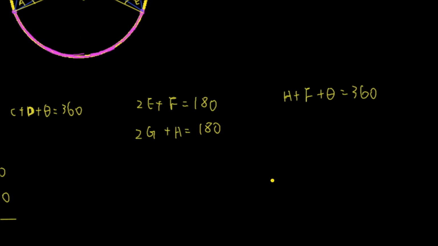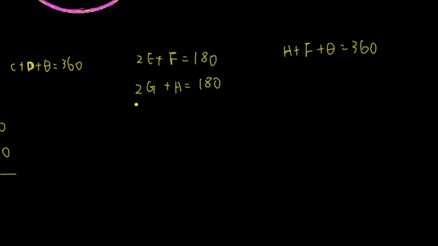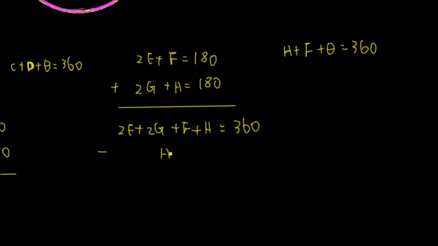Okay, so let's see what we can do here. Let's add up these two equations. So we add them together. So 2E plus 2G is 2E plus 2G. Now F plus H is plus F plus H. On the right side, 180 plus 180 is 360. Okay, we have this equation here. So I will subtract this equation by this equation here. So minus H plus F plus theta equal to 360.